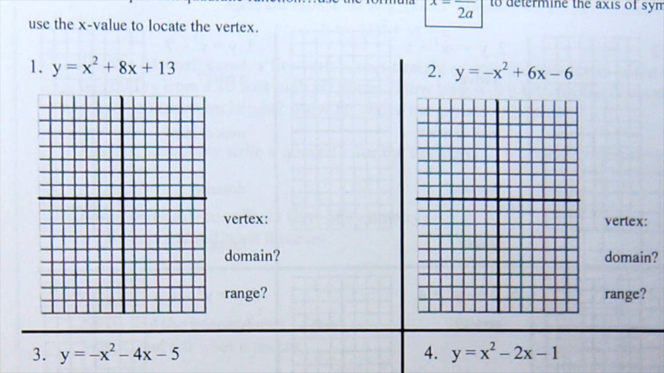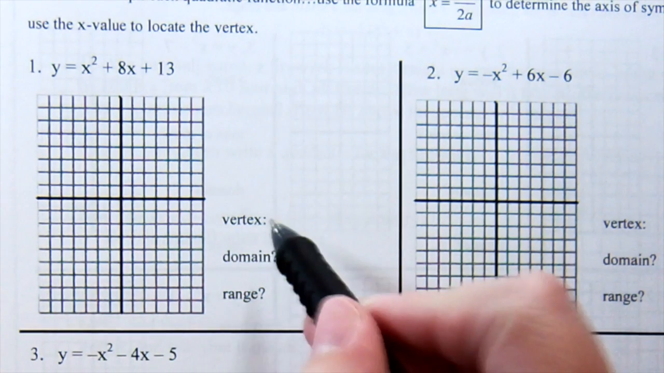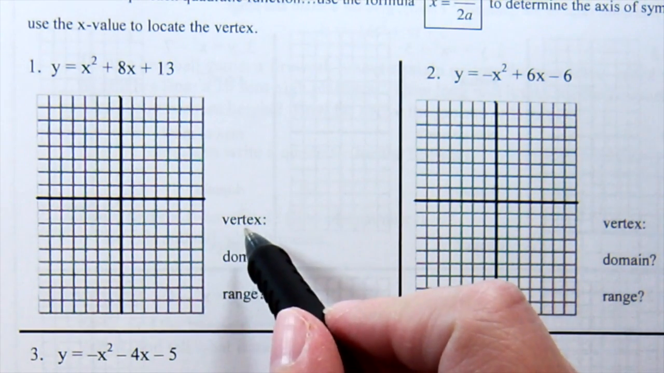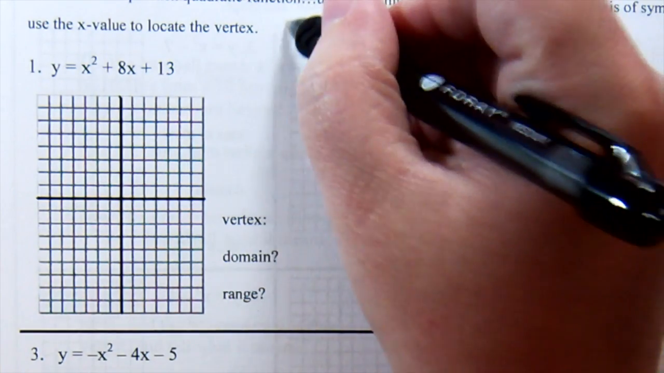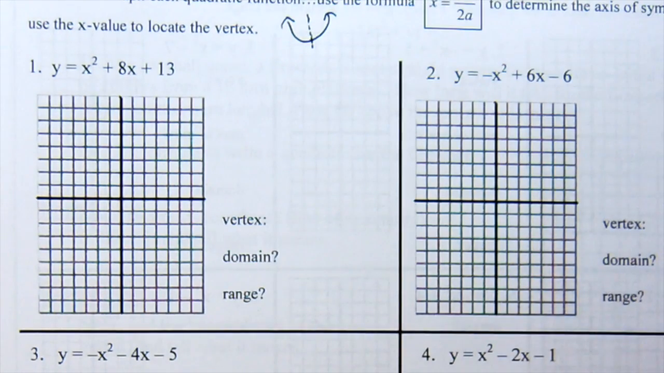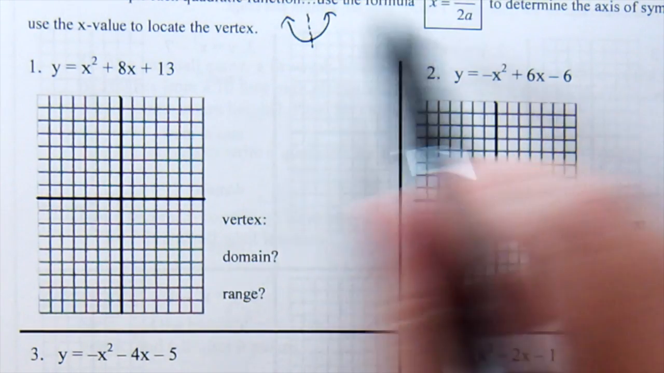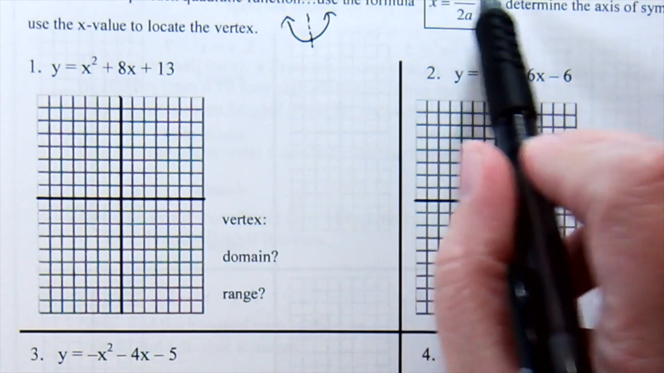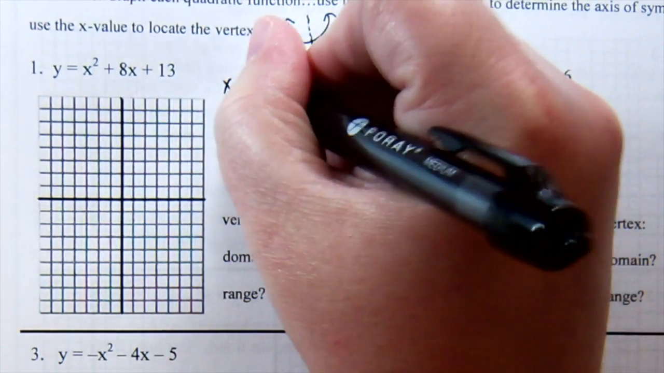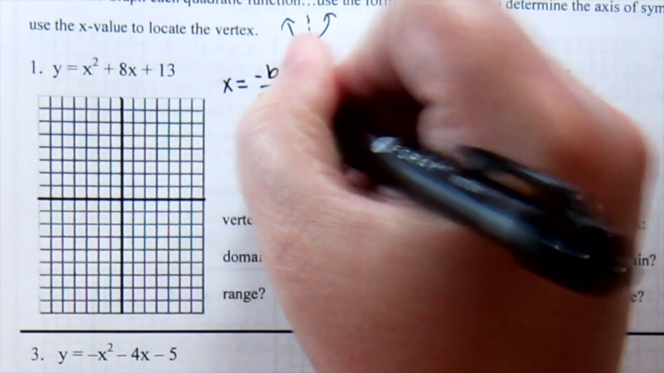So when we are graphing quadratic equations, the first thing we want to look for is the vertex. The vertex we can find by first finding the axis of symmetry. Remember that the axis of symmetry is the thing that splits the parabola down the middle. So we find the axis of symmetry by doing negative b over 2a. So that's the first thing we want to do. X equals negative b over 2a.